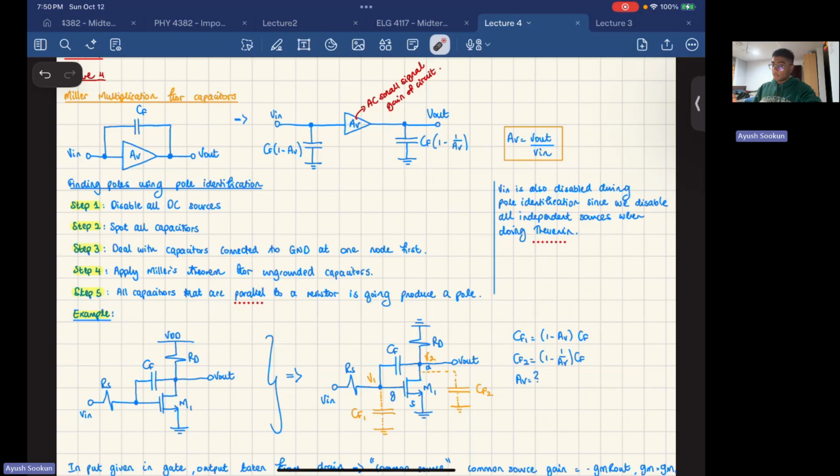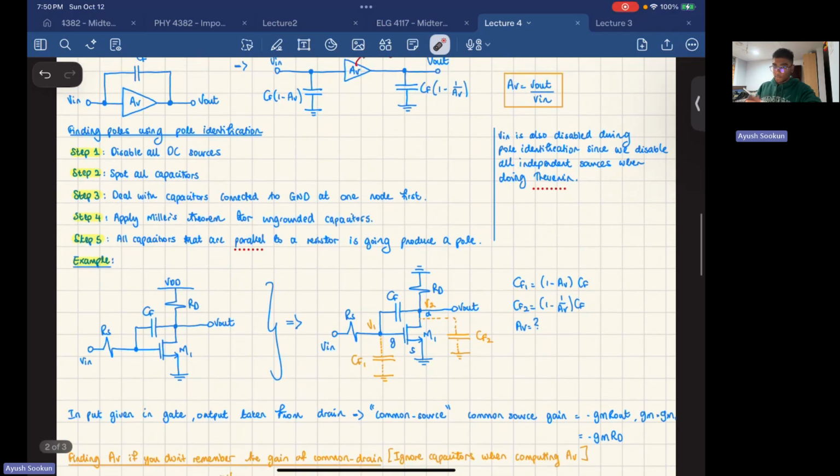So when you're looking at your circuit, you want to look at all the capacitors and ask yourself the question: is that capacitor parallel to a resistor? If yes, it's going to produce a pole, and then you write the equation of that pole. So here, we're going to look at an example to make everything clear.